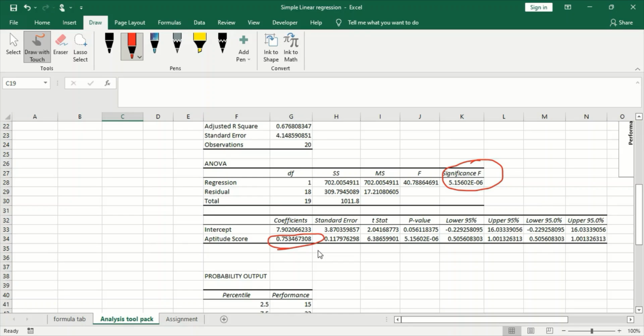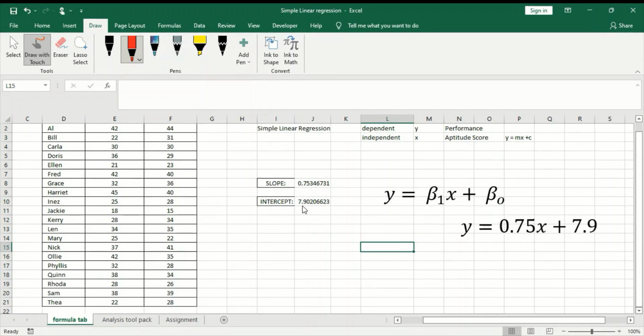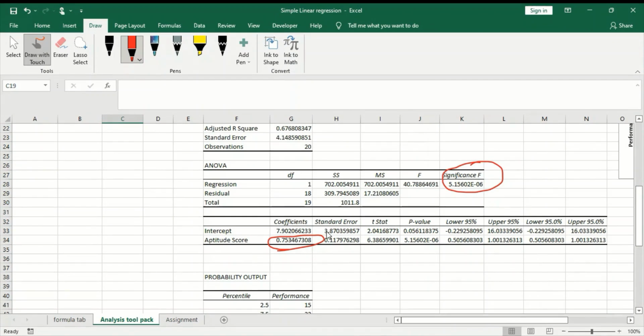The next thing is our intercept. Our intercept is this one here. That's the same thing we have here, 7.902. So this is where you get the values you use to create your equation.